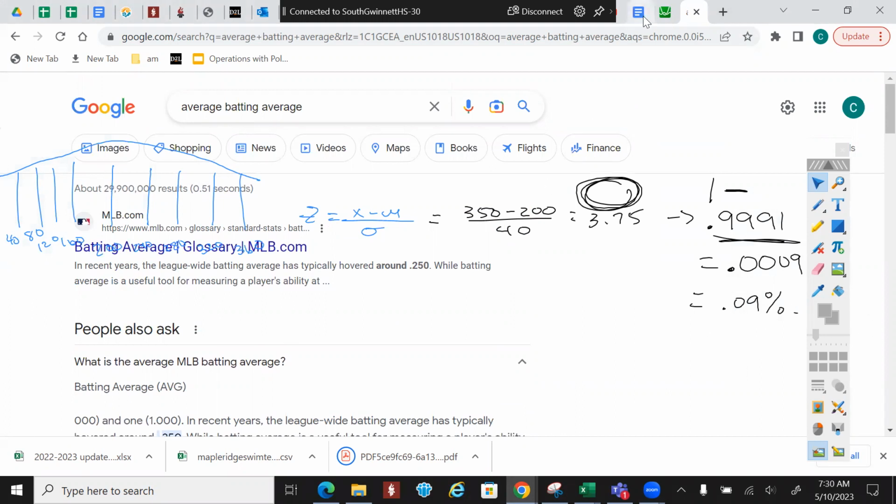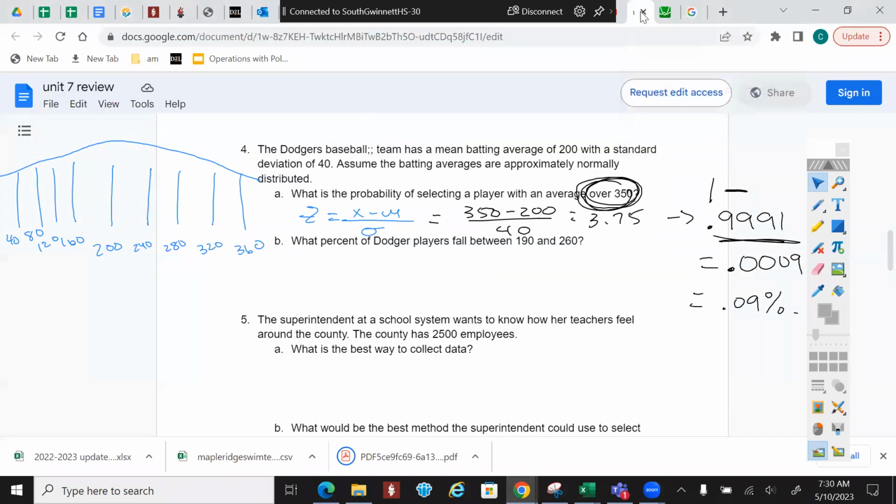So how many are actually going to be able to do that? 0.09% of the people. That's unlikely to happen, but it does happen occasionally.